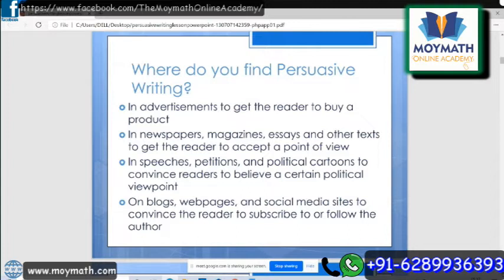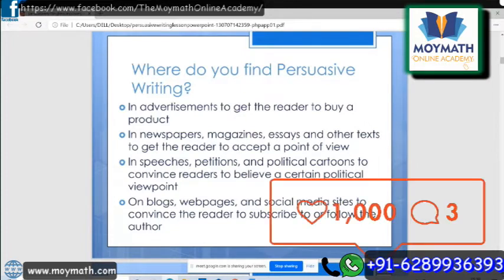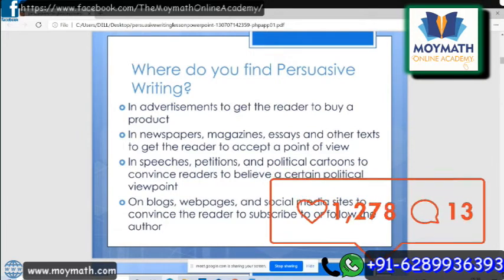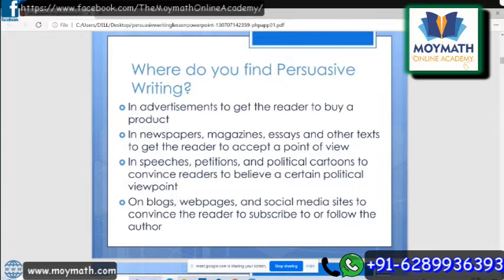In advertisements to get the reader to buy a product, in newspapers, magazines, essays, and in other texts to get the reader to accept a point of view, in speeches, petitions, and political cartoons to convince readers to believe in a certain political viewpoint, on blogs, web pages, and social media sites to convince the reader to subscribe or to follow the author. So recently we have been using this persuasive technique in web pages and blogs, to convince the reader to subscribe or to follow the author.